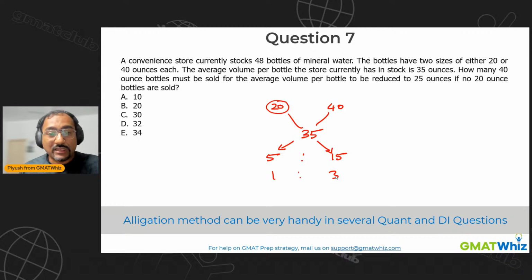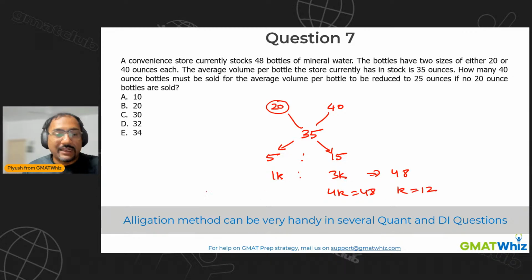So if it is 1:3, and you know there are a total of 48 bottles, I can convert the ratio to numbers by taking the common ratio as K. Then I can say 4K is 48. So from there, I'll get K as 12. That means earlier I had 12 bottles of this and 36 bottles of 40 ounces. Okay, I hope this is clear to all of you.